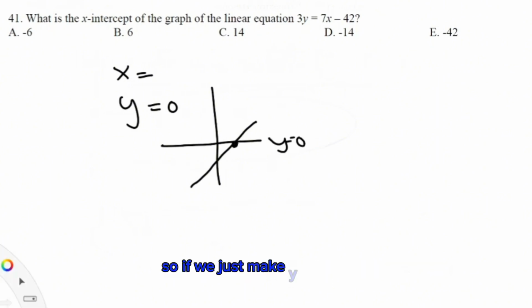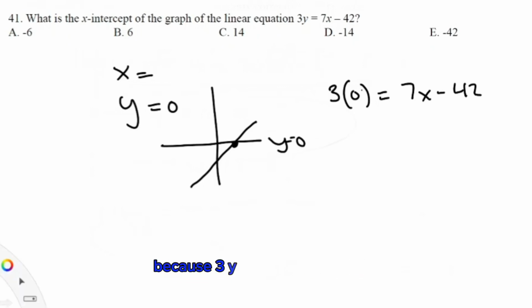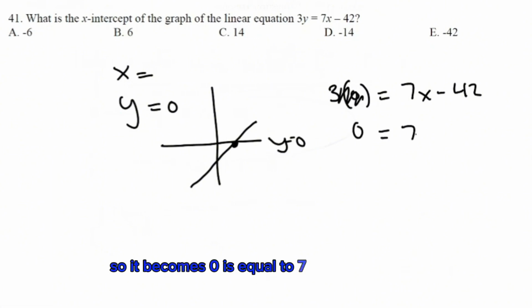So if we just make y equal to 0, so in this case 3 times 0 is equal to 7x minus 42, because 3y can be written as 3 times 0. We can solve for this. So 3 times 0 is just 0. So it becomes 0 is equal to 7x minus 42.